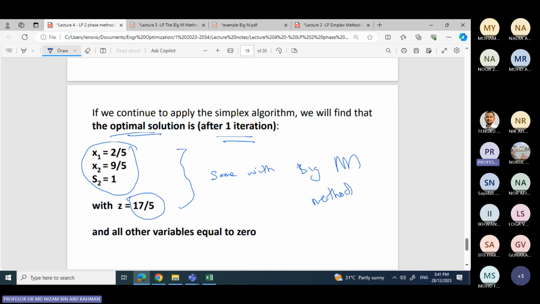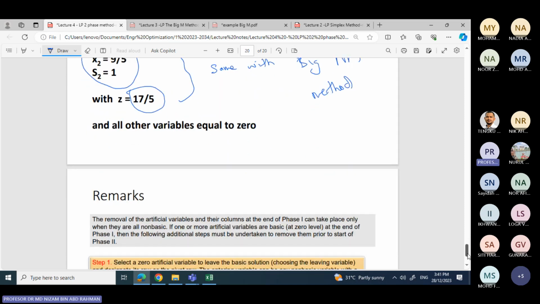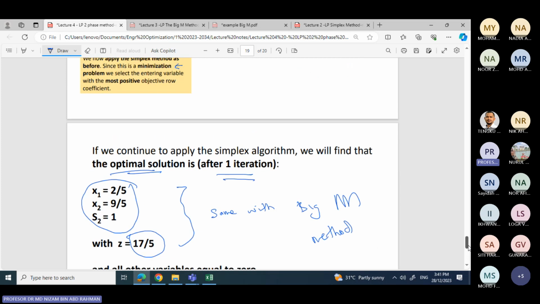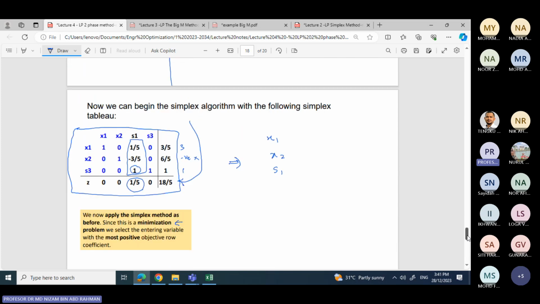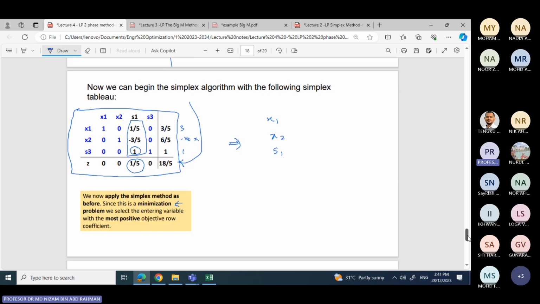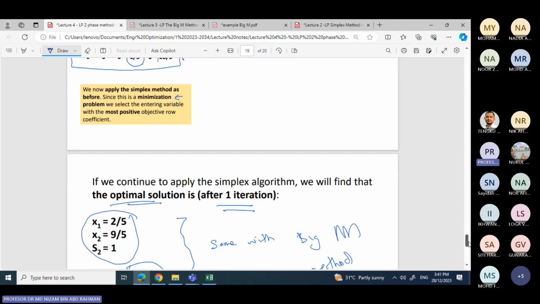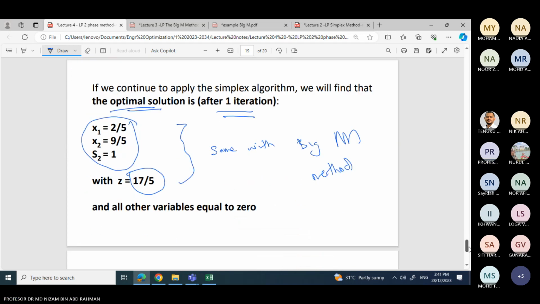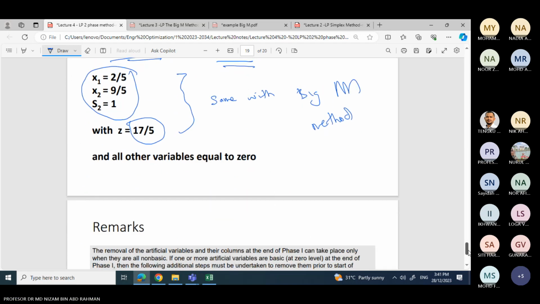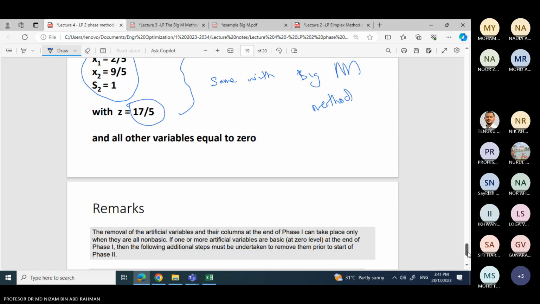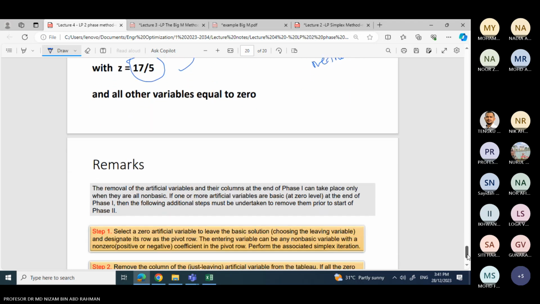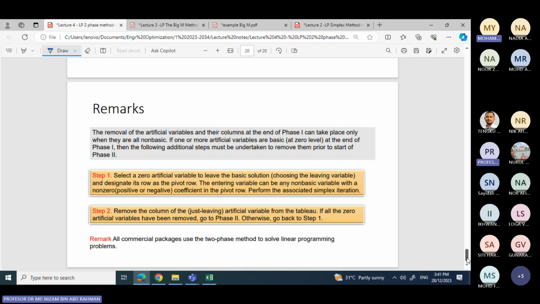Okay. Right. So this is the two-phase method, and most of the software is using this method to solve simplex linear programming problems. Okay. Any questions? No, Doctor. So some remarks.